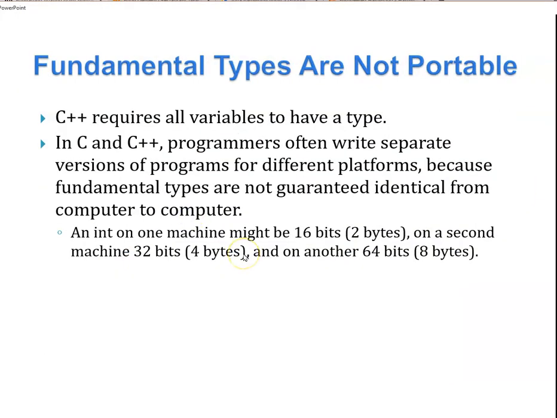So one other thing to remember is that fundamental types are not portable. C++ requires all variables to have a type. In C and C++, programmers often write separate versions of programs for different platforms because fundamental types are not guaranteed. On one machine, an int might be 16 bits. On a second machine, it could be 64. There are some definitions that are common, such as short and long, but even those can be a little flaky.